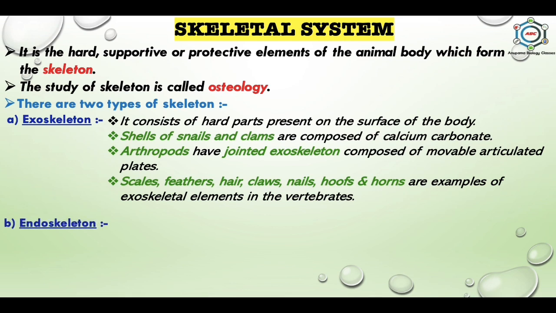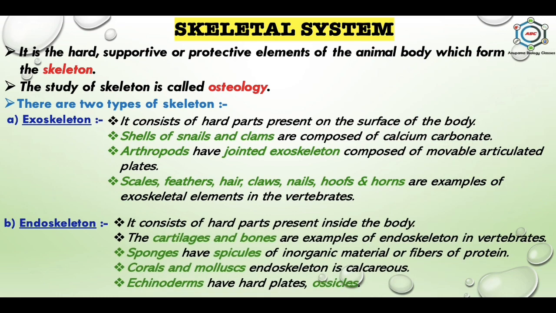Second is the endoskeleton. The endoskeleton is developed by the mesoderm. It consists of hard parts present inside the body. The cartilages and bones are the examples of endoskeleton in vertebrates. Sponges have spicules of inorganic materials or fibers of protein. Corals and mollusks have a calcareous endoskeleton. Echinoderms have hard plates known as ossicles, and ossicles are made up of magnesium carbonate and calcium carbonate.